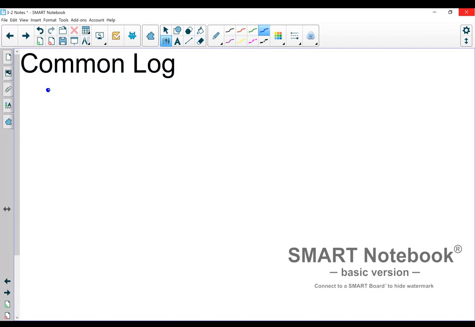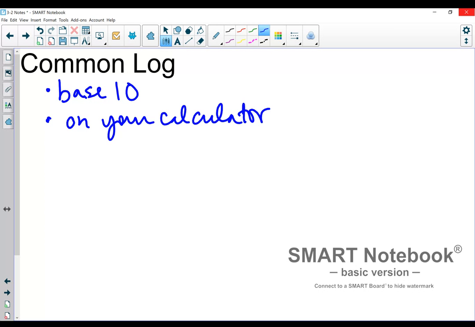Common log. A common log is base 10. We make base 10 the common log because we work in base 10, we use it all the time. This is the one that is on your calculator. So if you see a log button on your calculator, it is base 10. And we don't write the 10. Just like with square roots, we don't put the 2 there. We only put numbers when we do cube root or fourth root or fifth root, any other root. But if it's a square root, we don't write the 2 because we just use them all the time.